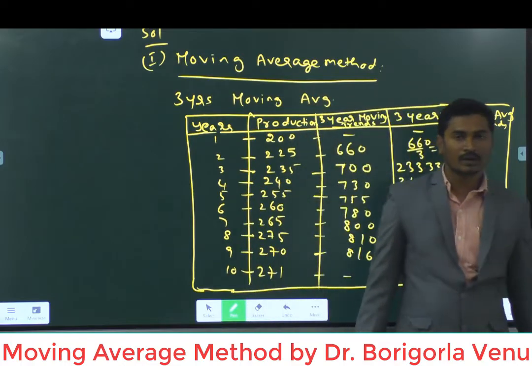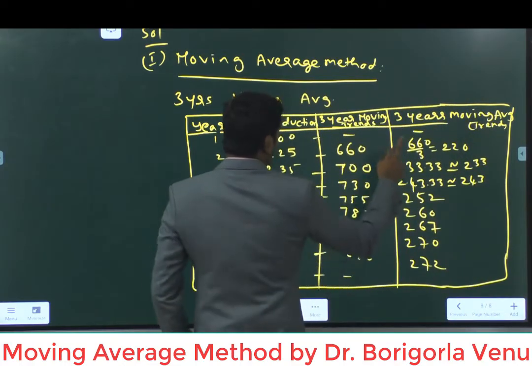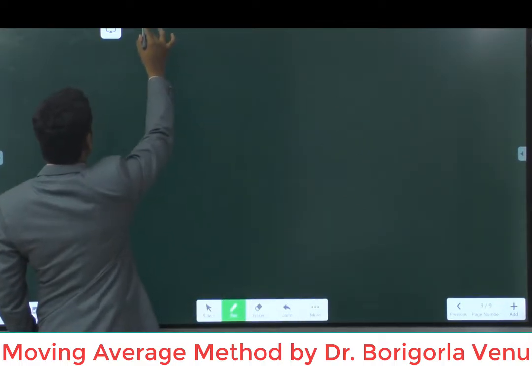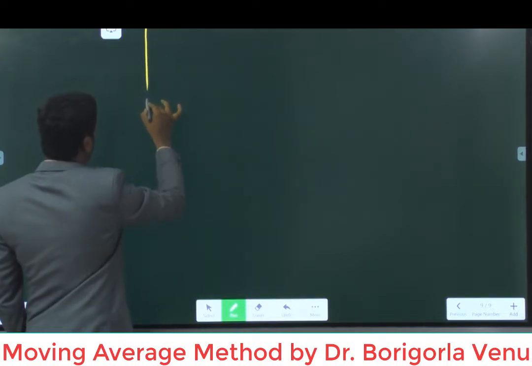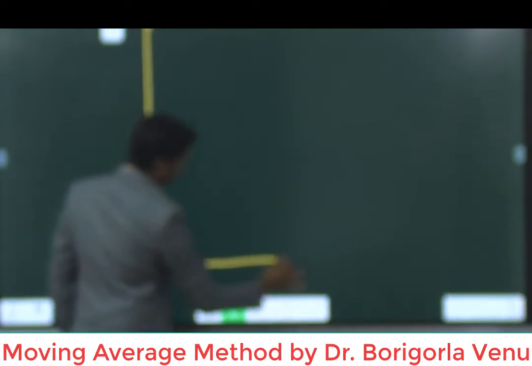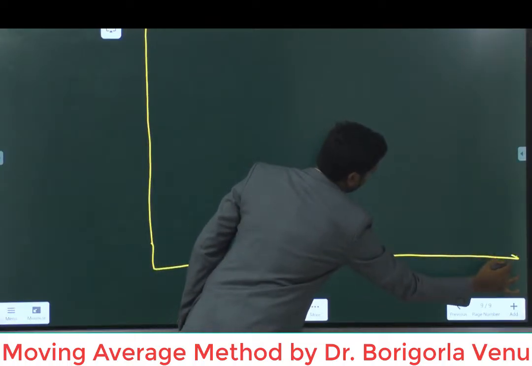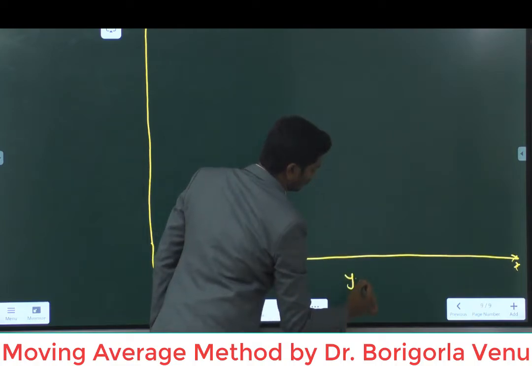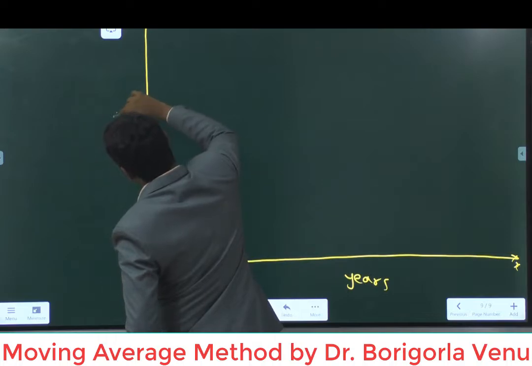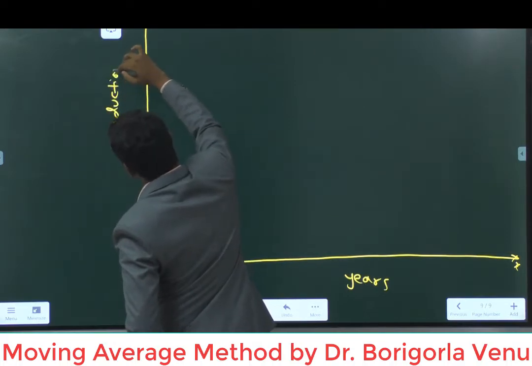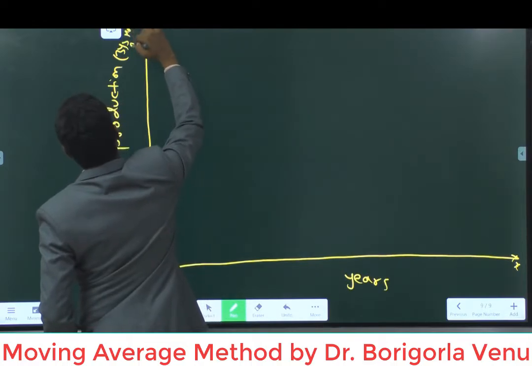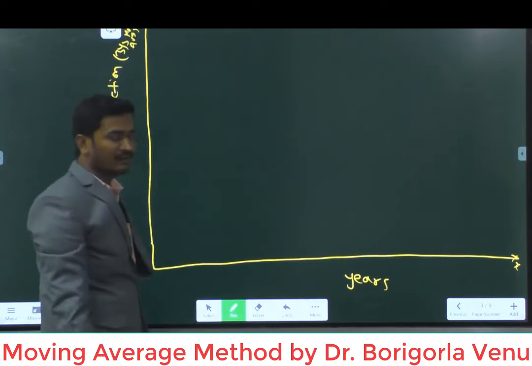Now here I would like to draw a plot for this 3 years moving average. So in the x-axis I would like to take years, and on the y-axis I am going to take production. Here the x-axis is the number of years. Next, coming to the y-axis, here we are taking the production. This production is the 3 years moving average, which is also called the trend value.